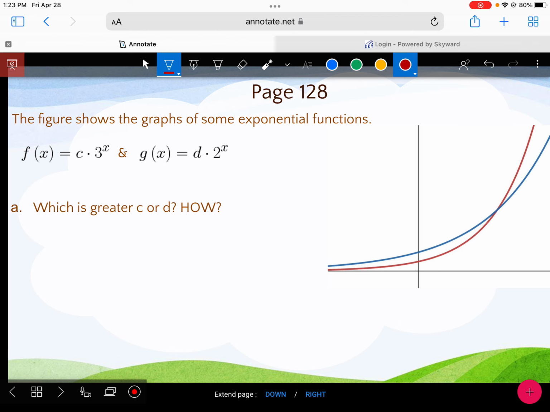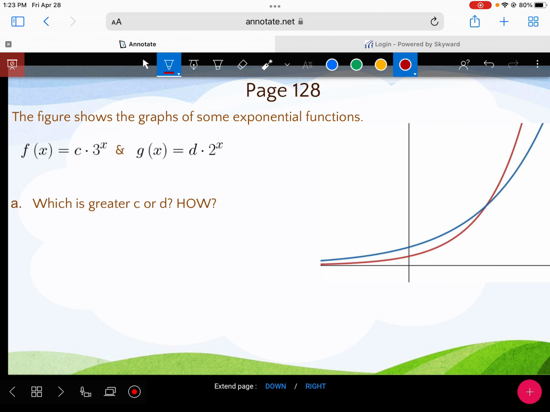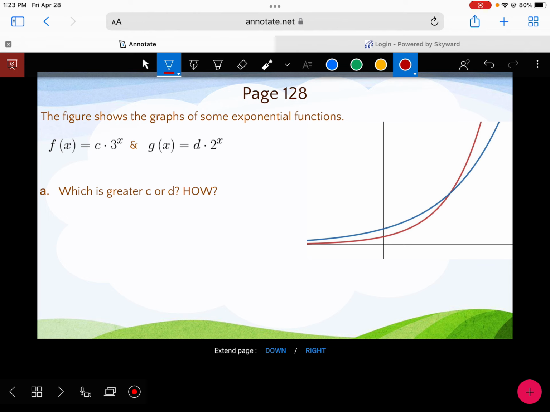The figure shows the graphs of exponential functions, okay? Exponential functions. So we have f of x equals c times 3 to the x power. And we have g of x is equal to d times 2 to the x power. We want to know which is greater, c or d. What is c and d representing in each of these exponential functions? Yes, the initial amount, right? They're at the beginning, so they are showing initial amount.